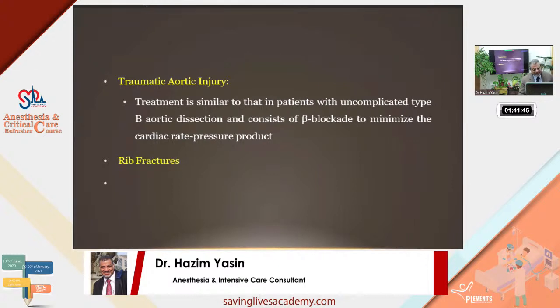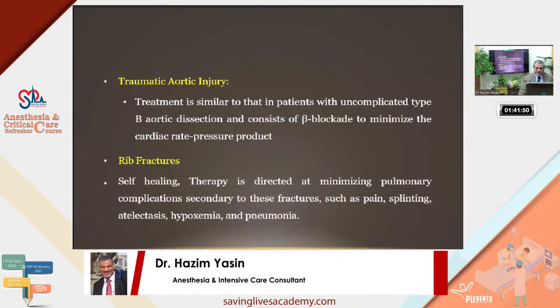Rib fractures are already managed conservatively, and they are self-healing. Only if you find many rib fractures, you should expect pulmonary contusions on the same side. If you find flail chest, you should prepare yourself to arrange for chest tubes, and if you can, arrange for thoracic epidural analgesia.